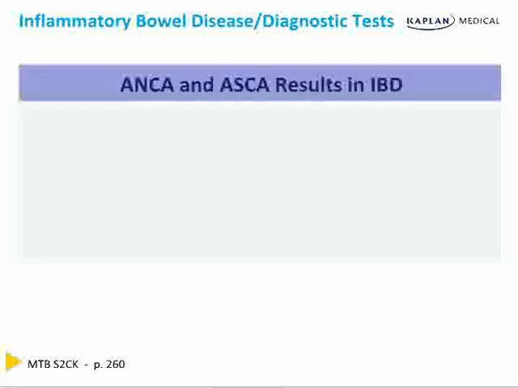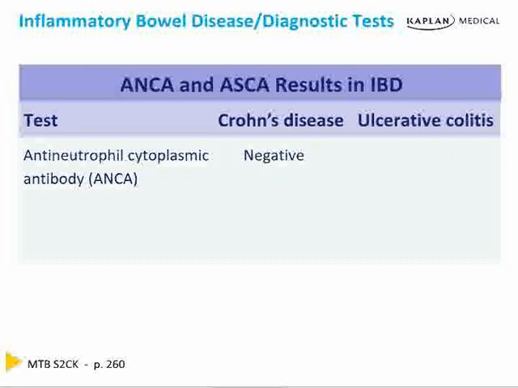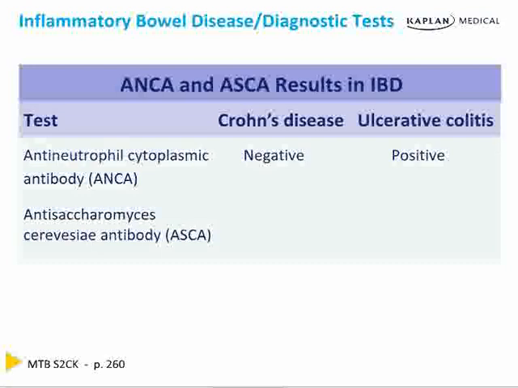There are 2 serologic tests, ANCA and ASCA. Each one is specific to a different disease. ANCA, or anti-neutrophil cytoplasmic antibody, is negative in Crohn's disease but positive in ulcerative colitis in 2/3 of patients. Anti-Saccharomyces cerevisiae antibody, or ASCA, is positive in Crohn's disease and negative in ulcerative colitis.